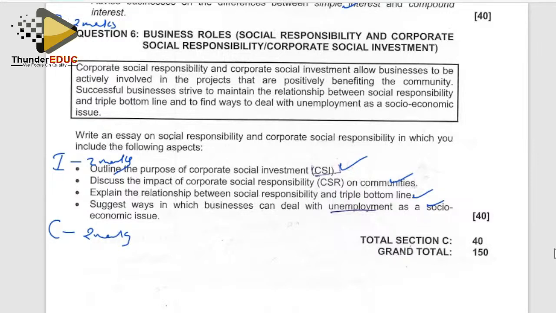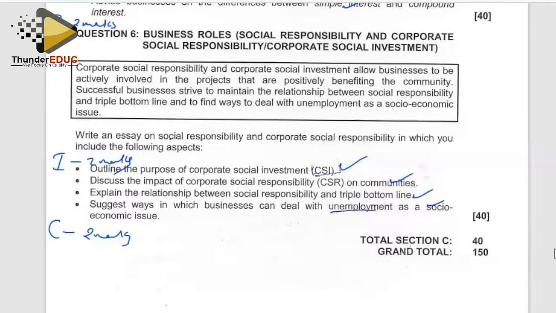Now, suggest ways in which businesses can deal with unemployment as a socio-economic issue. When it comes to unemployment, businesses should make sure that they come up with projects that benefit each and every unemployed individual in the communities in which they operate. But if it doesn't include every individual, they should include certain people. Also, they should come up with training or educational programs where they offer entrepreneurial skills so that those people who are unemployed can start their own businesses.